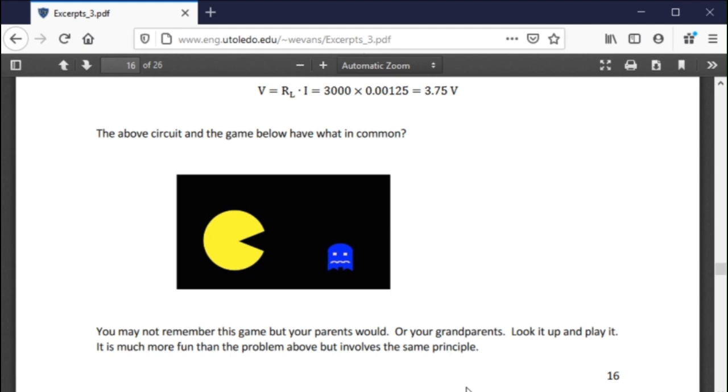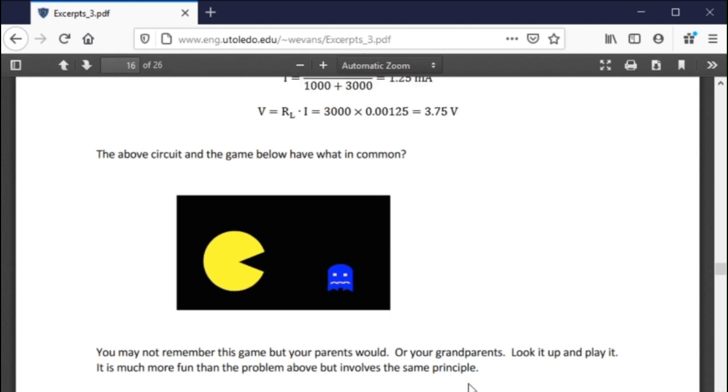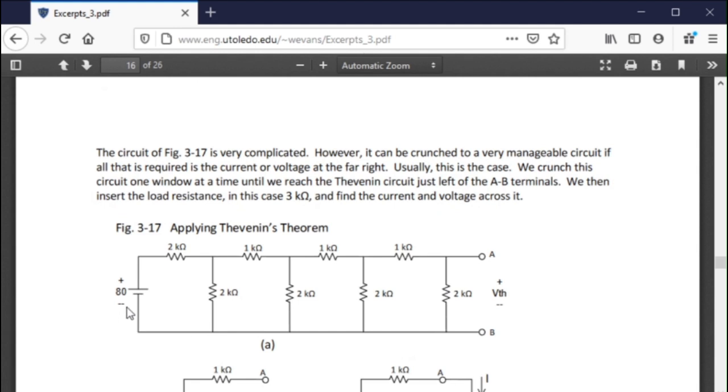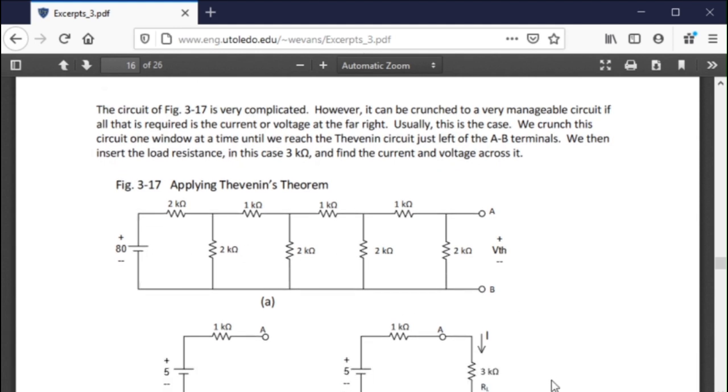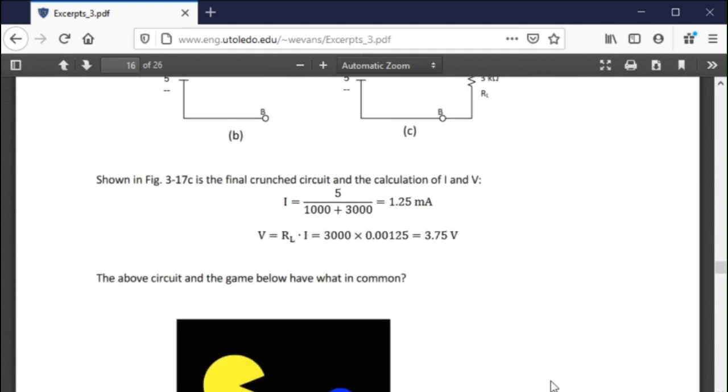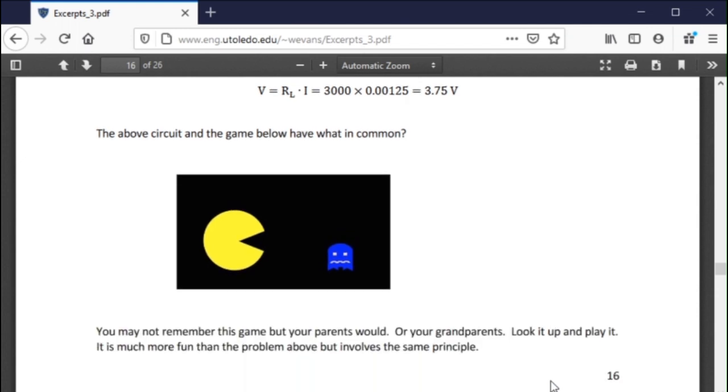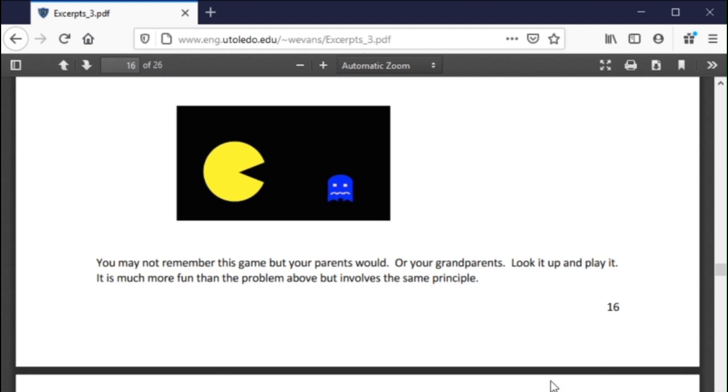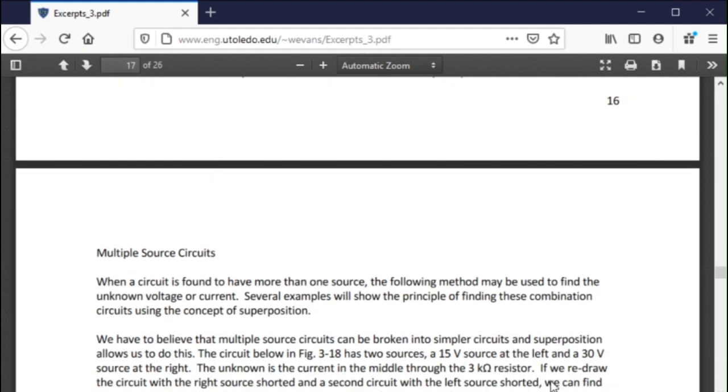So the circuit above and the game below have what in common? What is that game? That's the Pac-Man game, isn't it? And it kind of crunches one step at a time. So we refer to this as the Pac-Man possibility. You crunch, and you're done. You can find it. It spits out an answer. Maybe you've never played Pac-Man. If you haven't, well, it's a good game, so you can enjoy that if you want to. But that's how you can look at it.